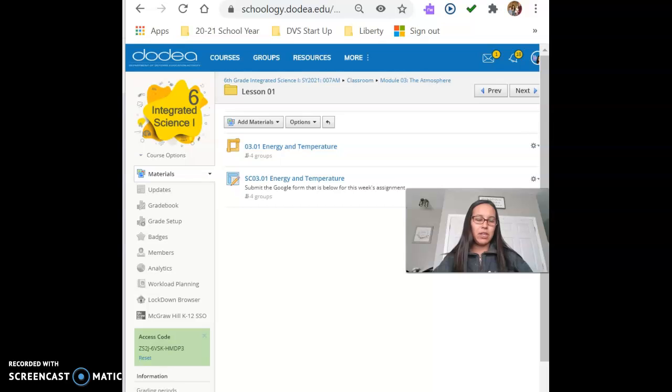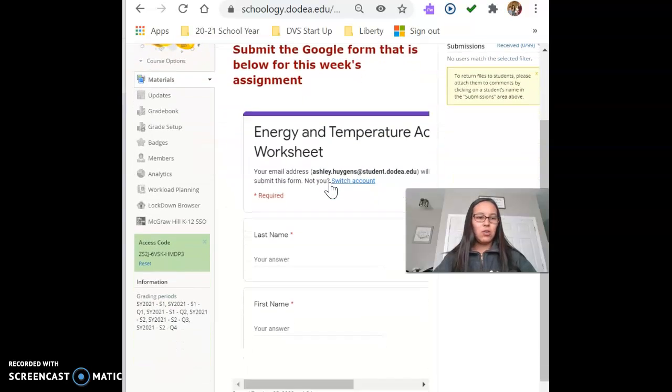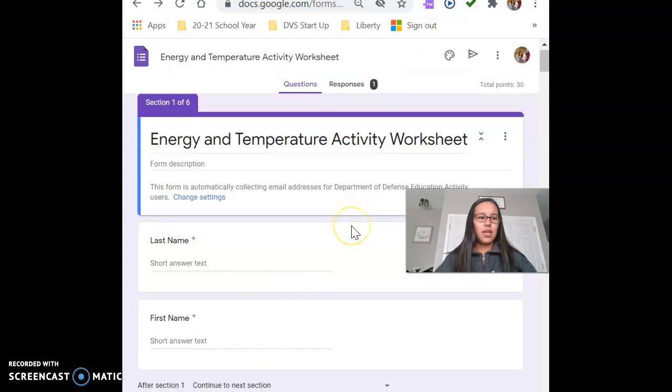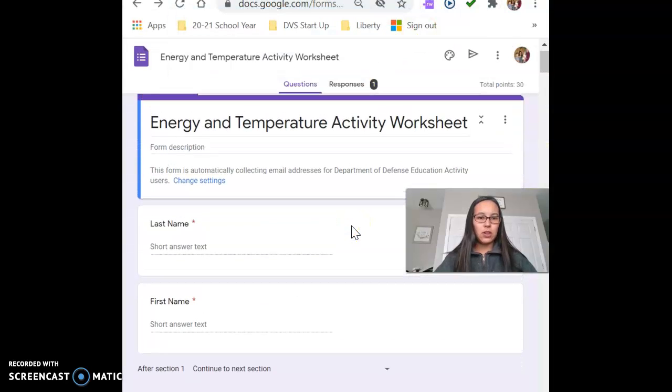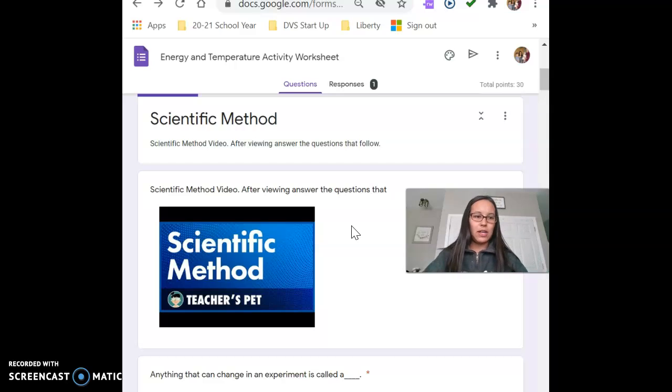When you go to the submission assignment page inside your lesson folder, you will see that embedded in that assignment submission page is a Google Forms. So here is where you are going to submit the Google Form information that pertains to Lesson 1 objectives. In that Google Forms, you will enter your last name, your first name, and then you will begin the experimental design questions that pertain to the scientific method.